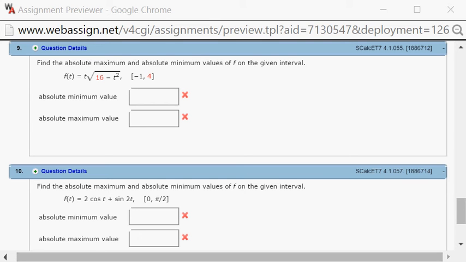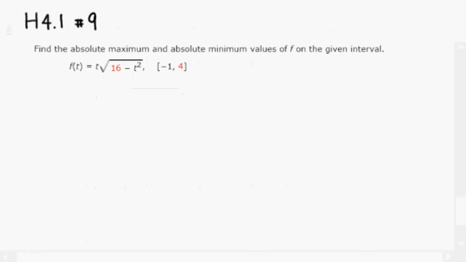Alright, let's look at homework 4.1, problem number 9. We want to find the absolute maximum and the absolute minimum of this function right here over the closed interval from -1 to 4. Alright, so let's do that. We're going to apply the closed interval method, and so we need to find critical numbers.